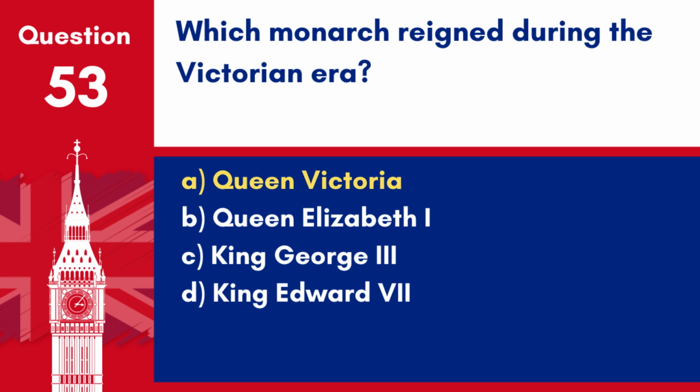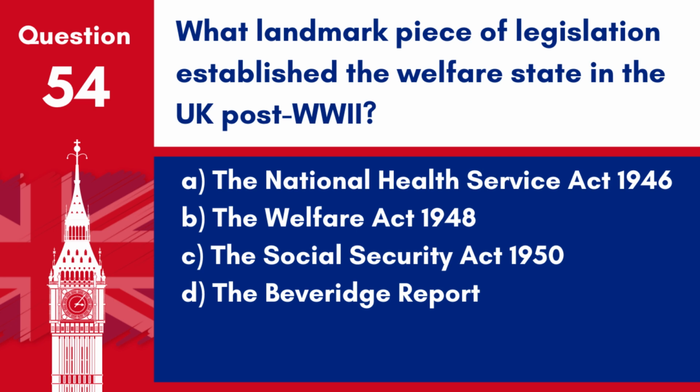Answer: A. Queen Victoria. Queen Victoria, whose reign from 1837 to 1901 is known as the Victorian era, presided over a time of industrial, cultural, political, scientific, and military change within the United Kingdom. Question 54. What landmark piece of legislation established the welfare state in the UK post-World War II? A. The National Health Service Act 1946. B. The Welfare Act 1948. C. The Social Security Act 1950. D. The Beveridge Report.